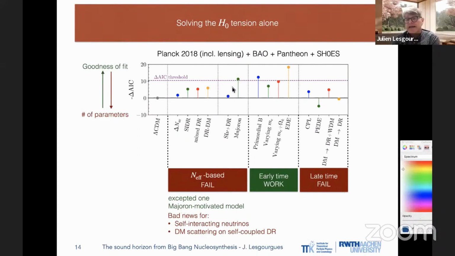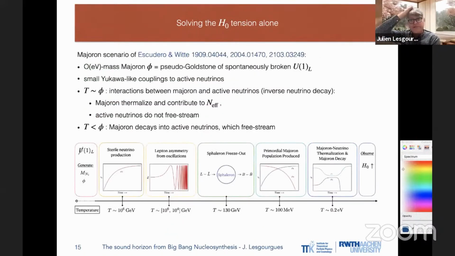And since it's doing quite well, and I think it's based on reasonable physics, I will spend a couple of minutes explaining what it's about. I did not contribute to this. It's a work by Escudero and Witte, but of course, similar to many other proposals for a Majoron idea. As you know, the Majoron idea is to introduce a kind of Higgs-like mechanism in order to explain the neutrino masses, and you can also explain the lepton and baryon asymmetry in the early universe. So the Majoron phi would be the pseudo-Goldstone boson that remains after the spontaneous breaking of the global lepton symmetry. And it is coupled to active neutrinos through some Yukawa couplings.